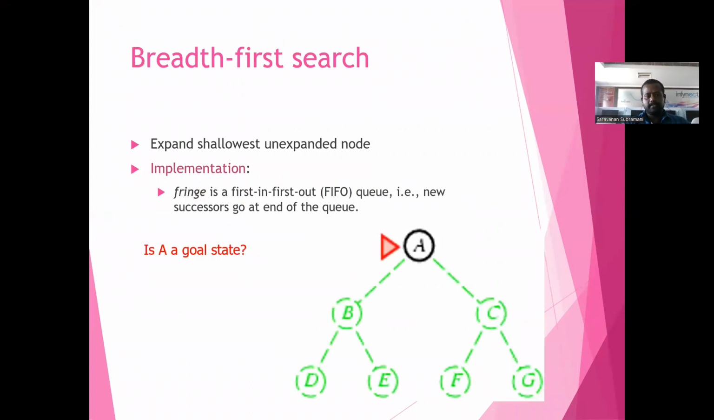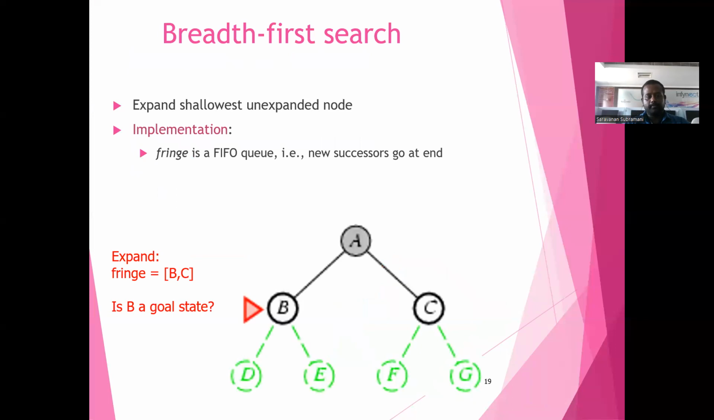Breadth first search technique expands the shallowest unexpanded node. Here it extends and searches level by level. It starts with a root node and searches level by level. This tree structure explains how breadth first search happens. Here A is the root node. You have to start with node A, and then go to the next successor, B. We move to the next node, B.